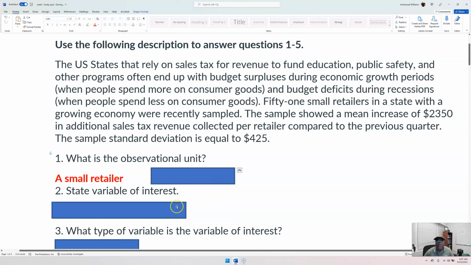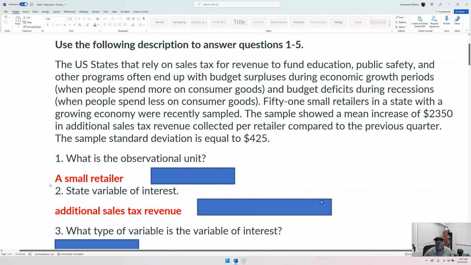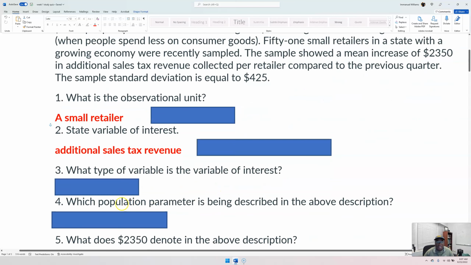And on that small retailer, what are we measuring? What's the variable of interest? Okay. Ideally, you should say additional sales tax. Okay. Ideally, you should be pausing as I do this. What type of variable is the variable of interest? It's quantitative because you're measuring money. You can add, subtract, and multiply by it or to it.